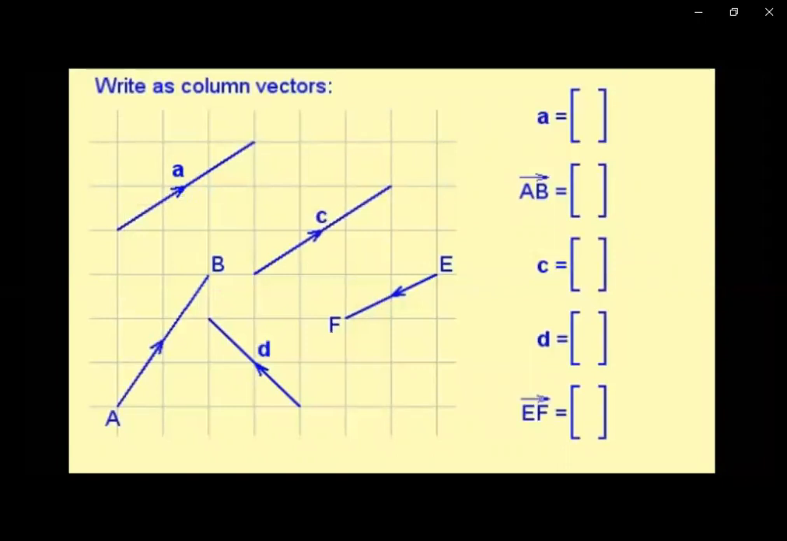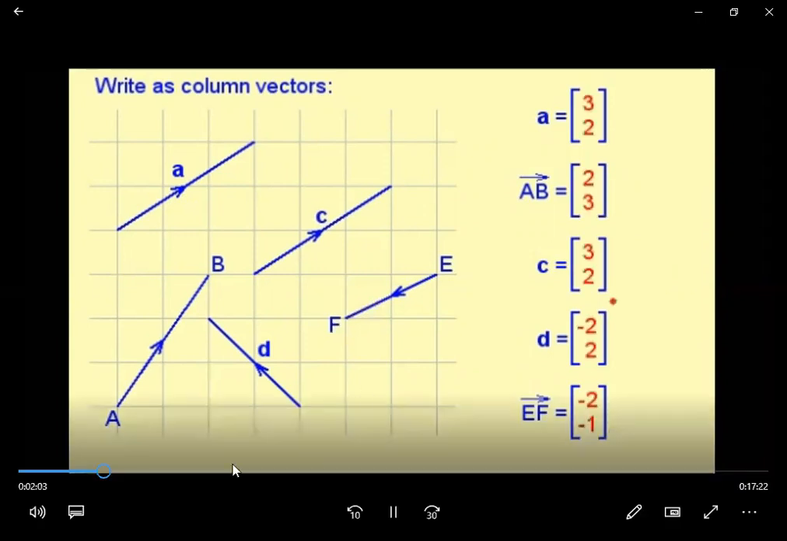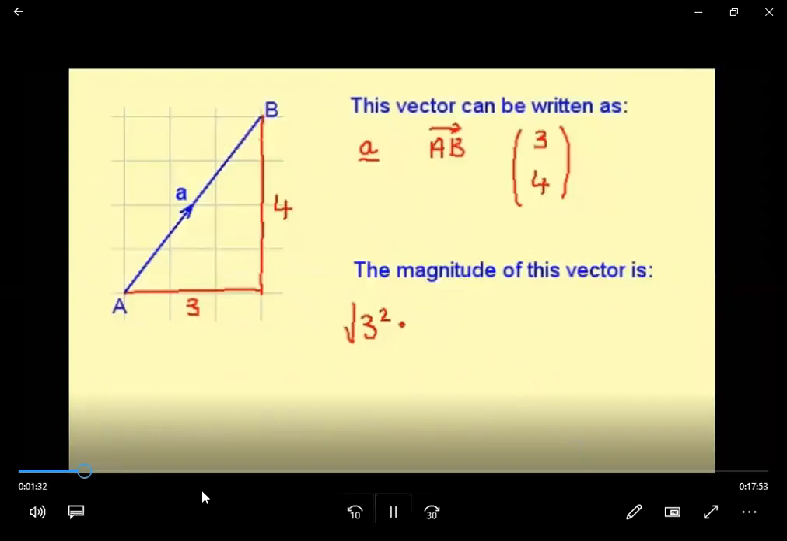Here are some questions for you to try. Press pause and write these vectors as column vectors. When you're ready for the answers, press play again. Here are the answers. Notice the use of negatives on these.